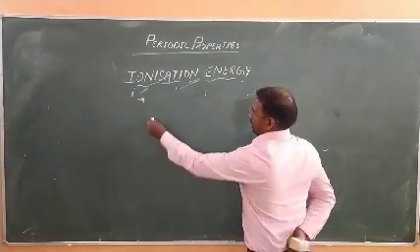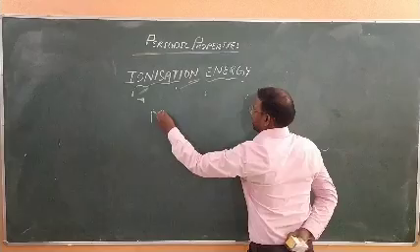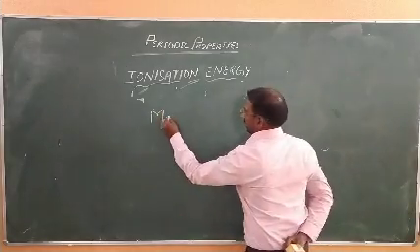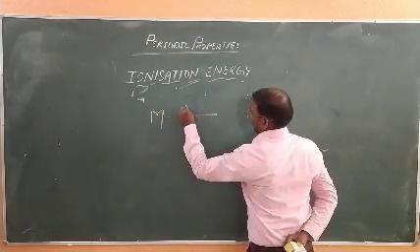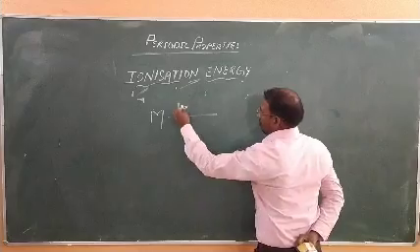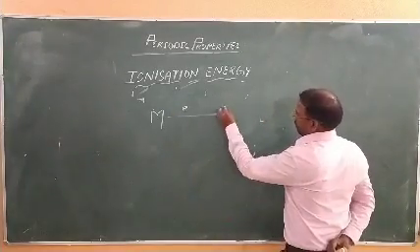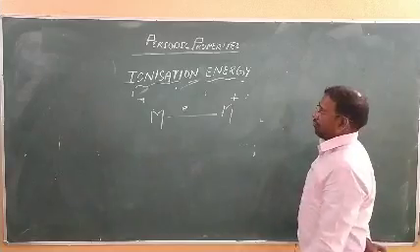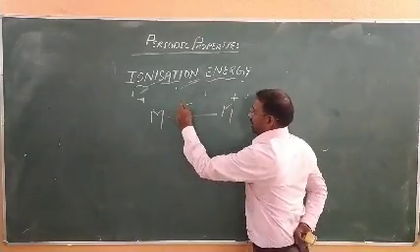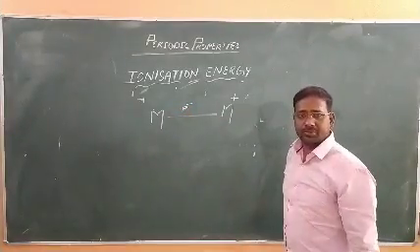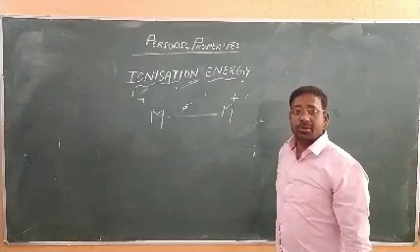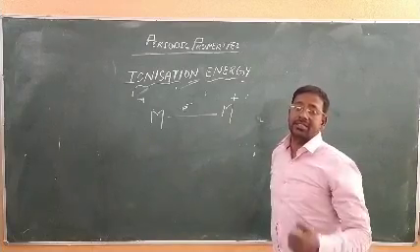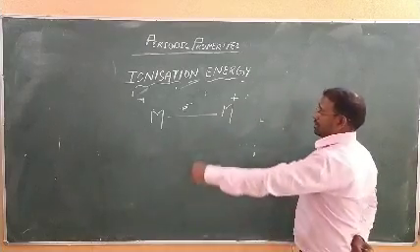Suppose I am writing M for metal, and here we are removing one electron, so it will carry M plus. For removing the electron we require some energy, and whatever energy is required is called ionization energy.